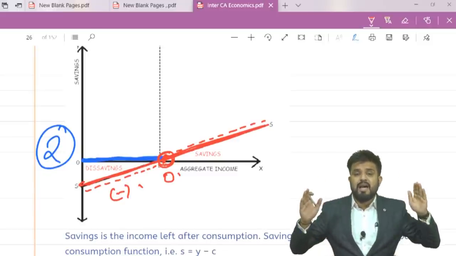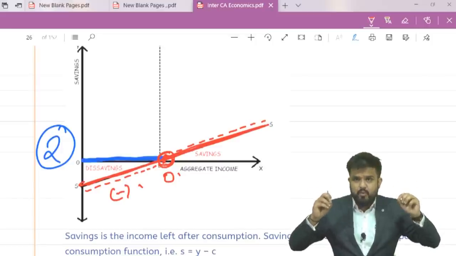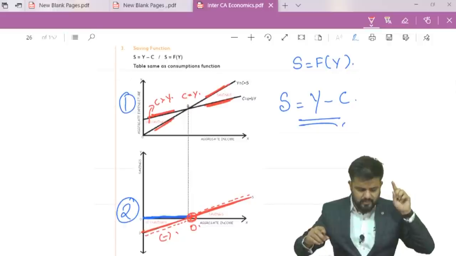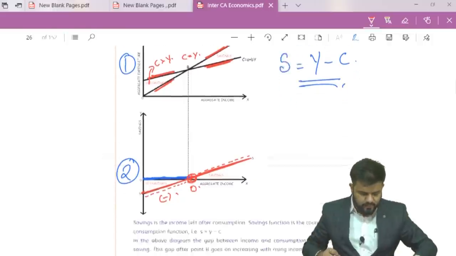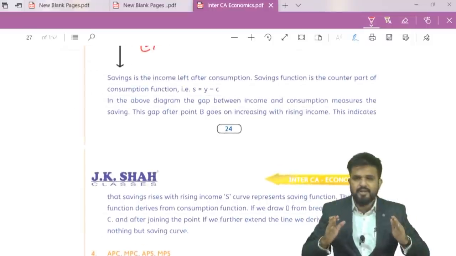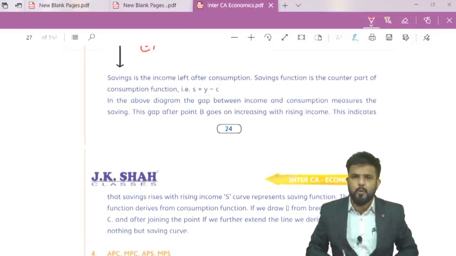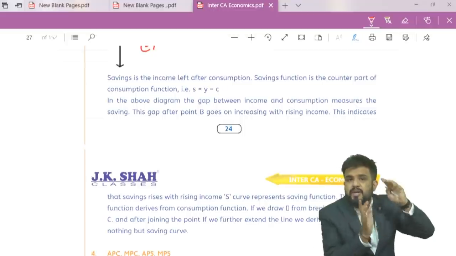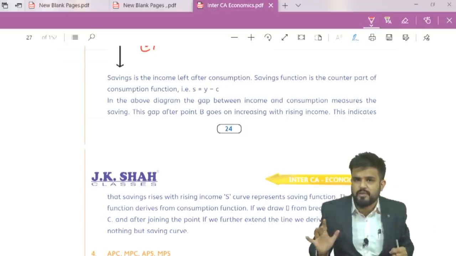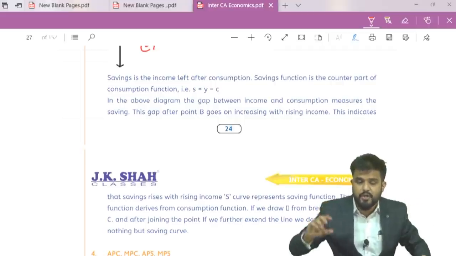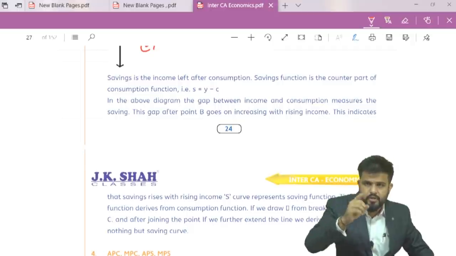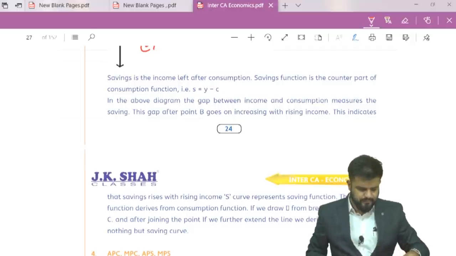So if they ask a separate question on savings function, I request you all, please draw this diagram. Explanation is given below. You can see here. Write this, mostly it should come for 2 marks. So always remember, it should be first diagram and then explanation. It should not be vice versa. Many students commit that mistake. They first explain, then they draw the diagram. No, I want diagram first and then the explanation.